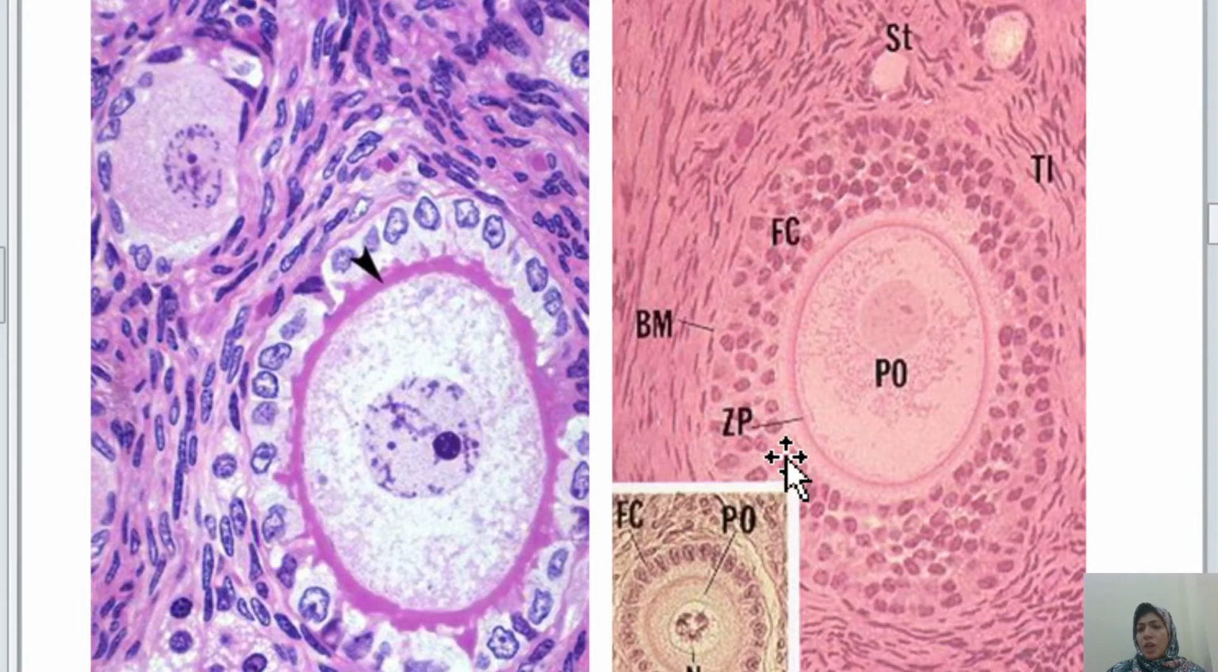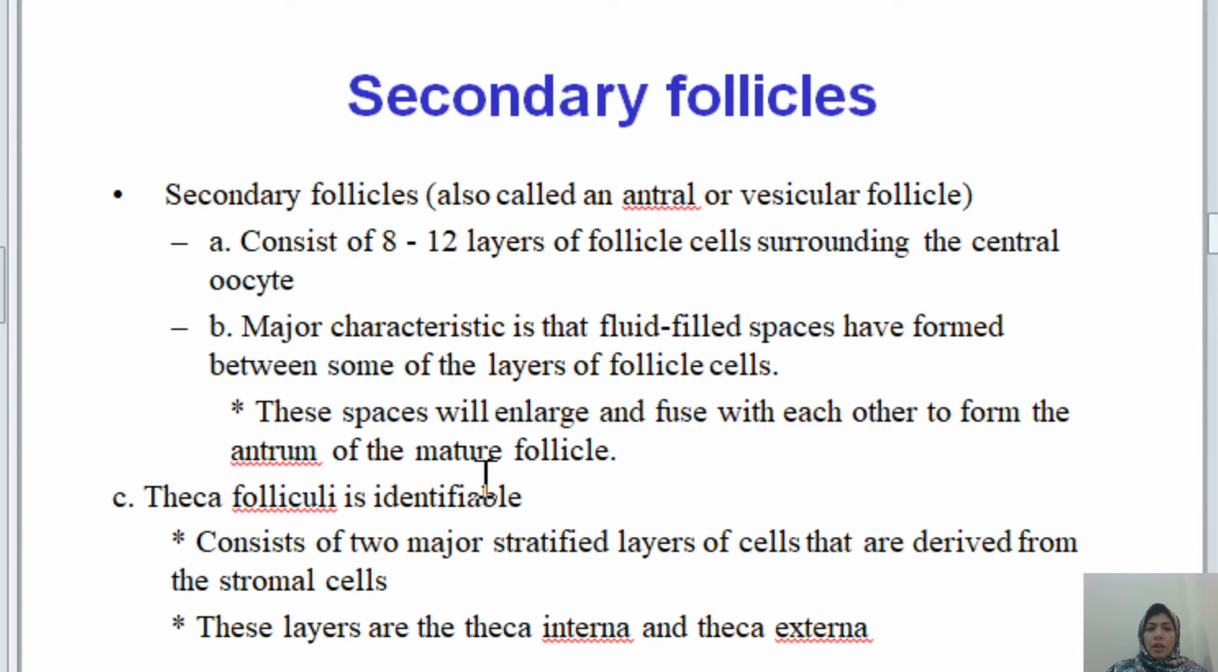This is another picture. You can see the zona pellucida, and also the zona pellucida that takes the basal membrane, and there is more than one layer of follicle cells around the oocyte. That is the secondary follicle.